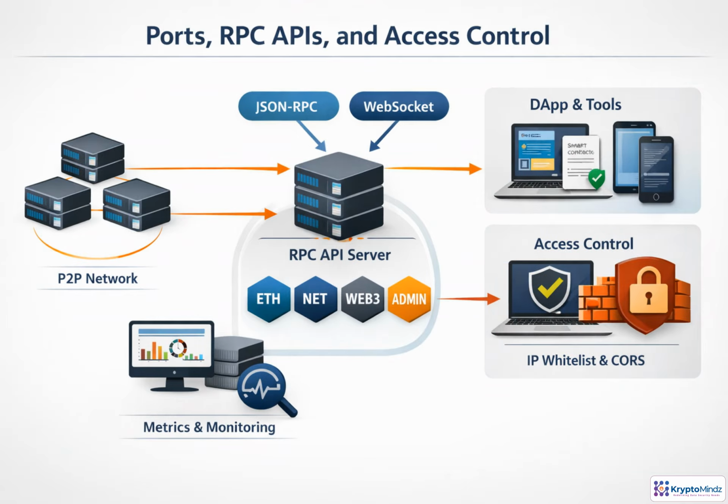A Besu node has separate doors for separate jobs. Port 30303 handles peer-to-peer traffic, so nodes can sync and gossip. Port 8545 exposes JSON RPC, and 8546 exposes WebSocket connections for tools, dApps, and deployment scripts. Metrics often use 9545 for monitoring. In development, this access is convenient, but do not open everything by default. Enable APIs like ETH, NET, Web3, and especially admin deliberately with host allow lists and cautious CORS settings.